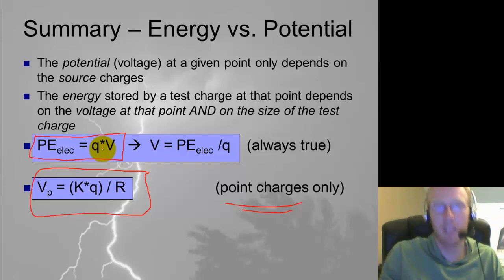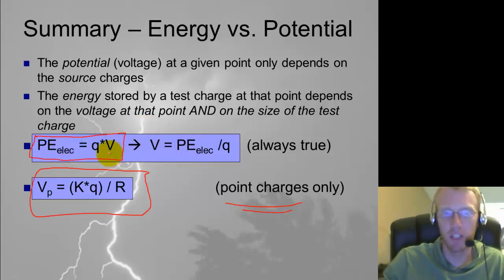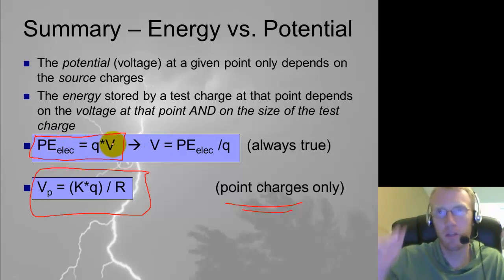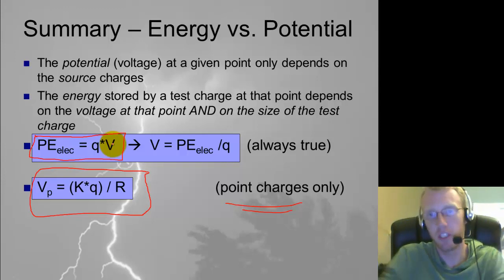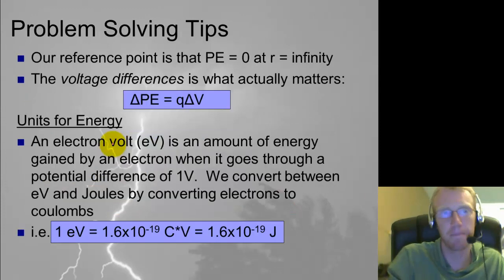That's very convenient. And likewise, if you rearrange and divide both sides by Q, you get the formula to find the voltage. So if you know the energy, you can find the voltage, and if you know the voltage, you can find the energy. It's really important that you get these things connected in your head. Energy and voltage go together. Force and electric field go together. So the analogy between them is the same.